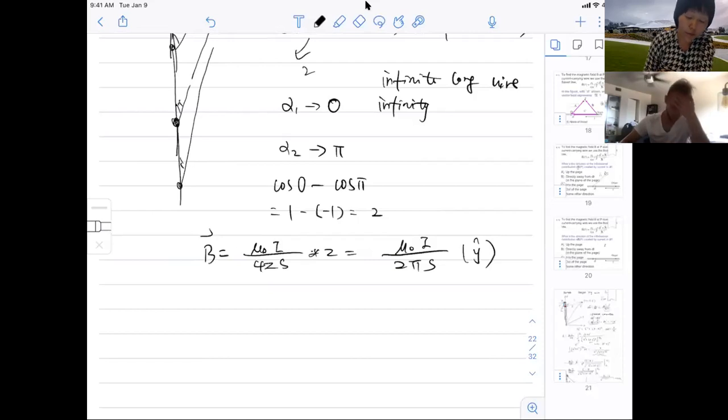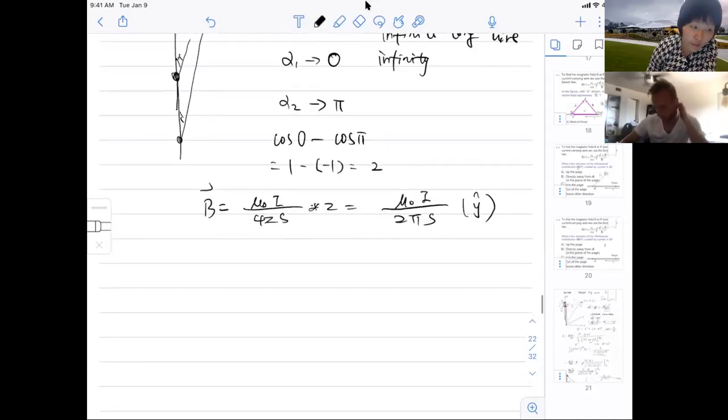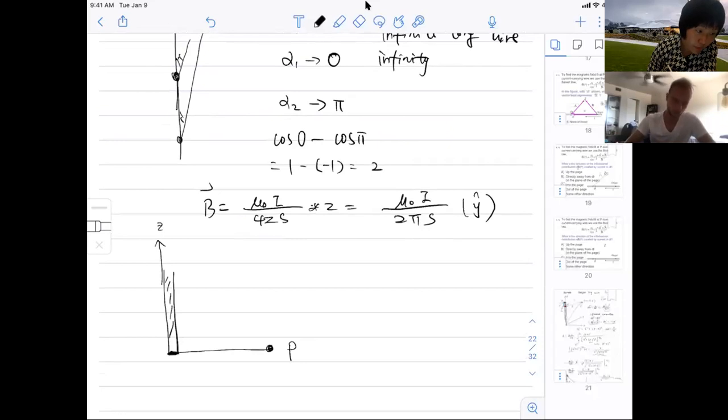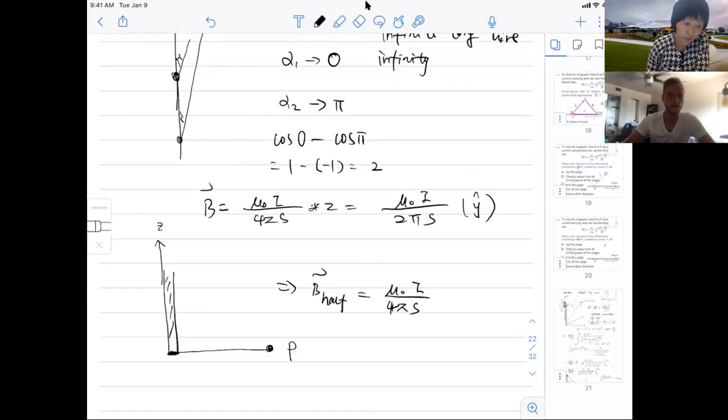Now if your current is half infinite, so let's say you have a current wire and the current extends to infinity in this direction, but not in this direction, and you're evaluating your B right at the bottom, point P over here, then the alpha 1 becomes pi over 2, and this becomes half of what your infinite wire result is. So your B for a half wire is going to be mu naught I over 4 pi s.